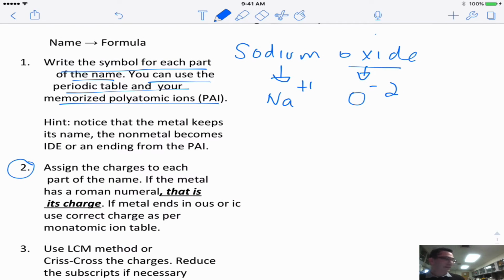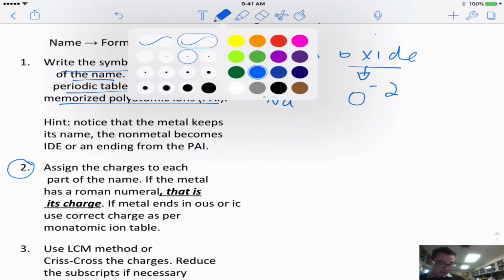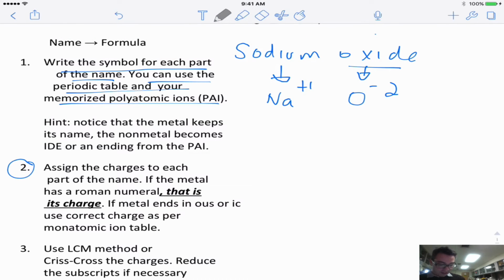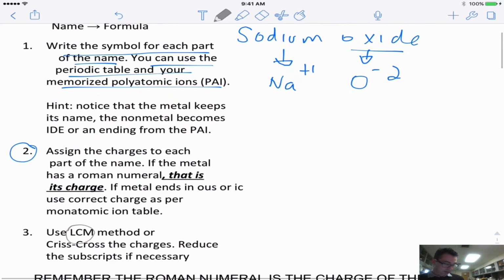The thing is that this is a compound, and in a compound we need to balance the charges. The positives and the negatives need to cancel out. At this point, they're not balanced, so I need to figure out how many sodiums and how many oxygens I would need in order to balance them. What I do is something called least common multiple, down here at step 3.